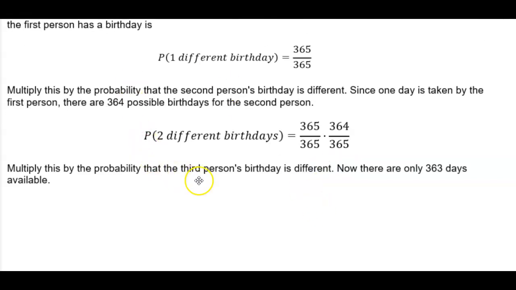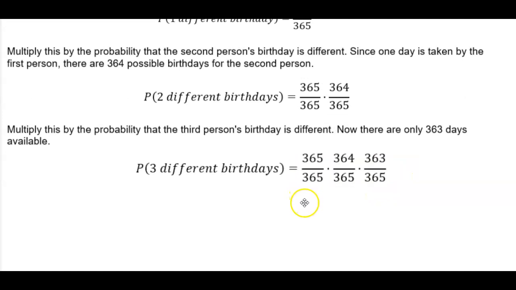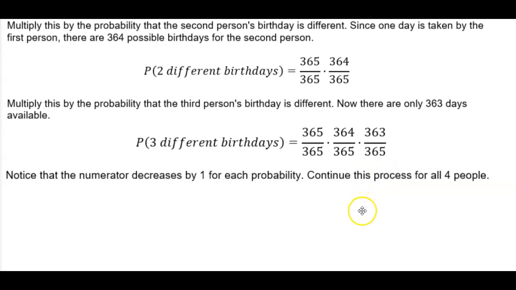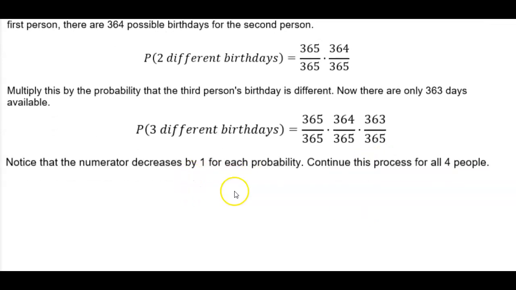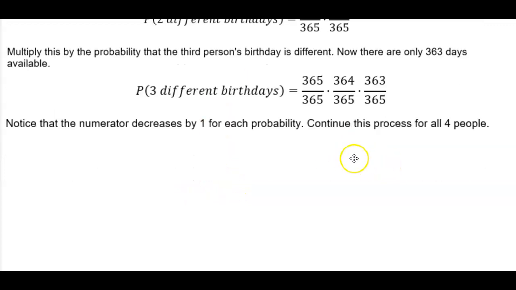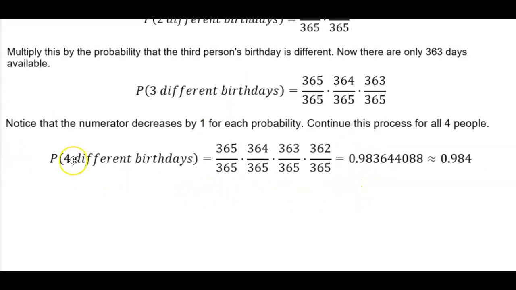Now we're going to multiply this probability by the probability that the third person's birthday is different. Now there are only 363 days available. So the probability of 3 different birthdays is equal to 365 over 365 times 364 over 365 times 363 over 365. Notice the numerator decreases by 1 for each probability, and you're going to continue this process for all 4 people. So, the probability of 4 different birthdays is going to equal 365 over 365 times 364 over 365 times 363 over 365 times 362 over 365.